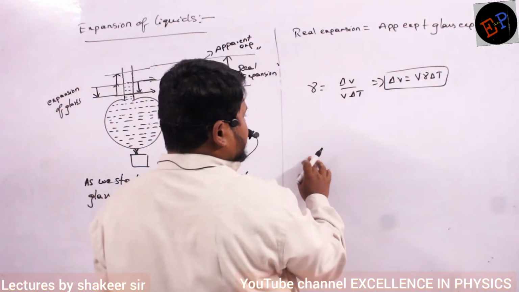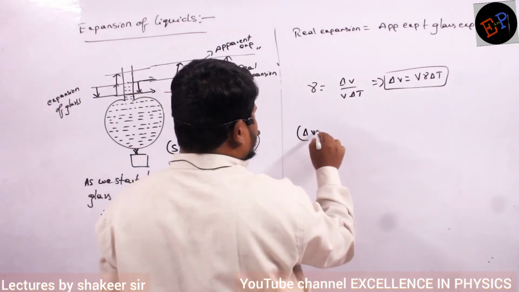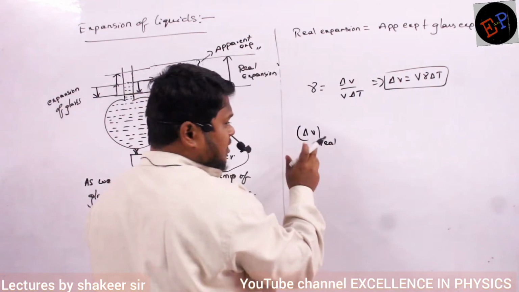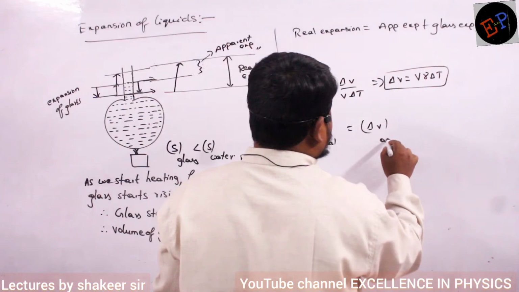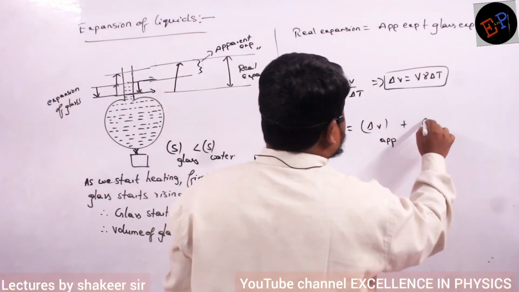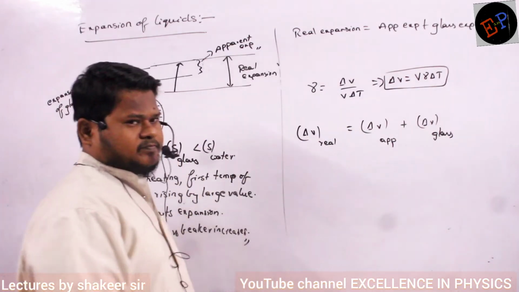So how can I write real expansion? Listen. Real expansion means delta V real. Change in expansion, real expansion of liquid is equals to expansion of apparent, that is apparent expansion plus expansion of the glass expansion. I can write like this, no?